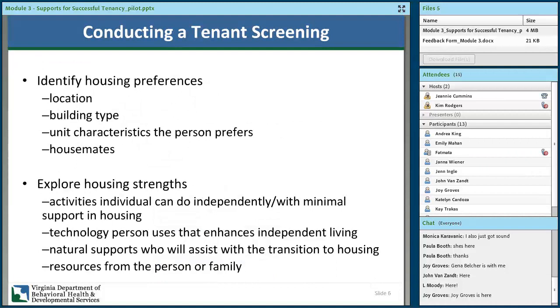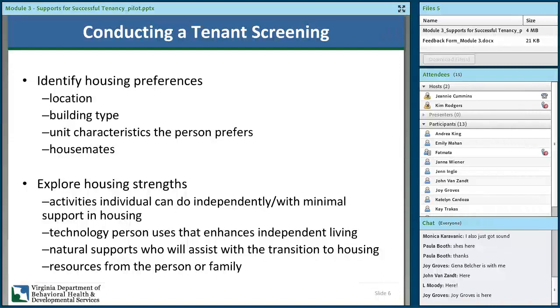The first step in a tenant screening is to identify the person's housing preferences, including the neighborhoods or communities where the person would like to live, the kind of building the person wants to live in, for example, a garden apartment or a high-rise. The unit characteristics the person prefers, for example, a ground floor unit, a unit with utilities included in the rent, or a unit with carpet, and the people with whom the person wants to live, if the person does not want to live alone.